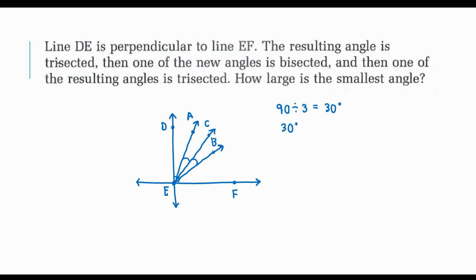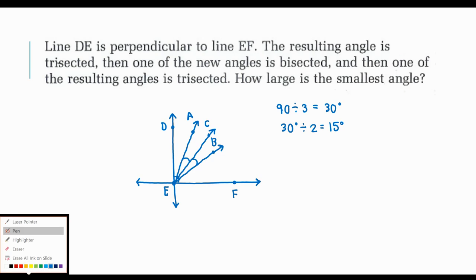Well, 30 degrees was the angle AEB. If it's being bisected, it's being cut in half. 30 divided by 2 tells us now each of those smaller angles are 15 degrees. The last part of that second sentence says, then one of the resulting angles is trisected. Well, once again, trisect means to divide into 3. So between those 2 angles, AEC and CEB, I'm going to trisect it.